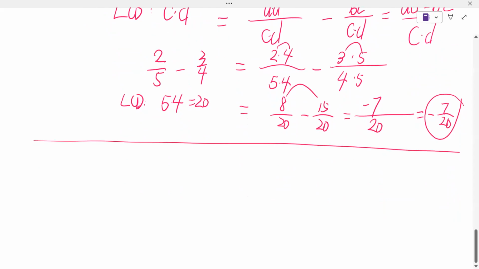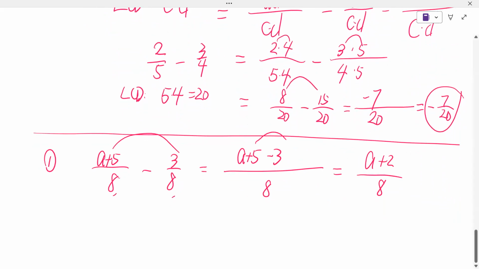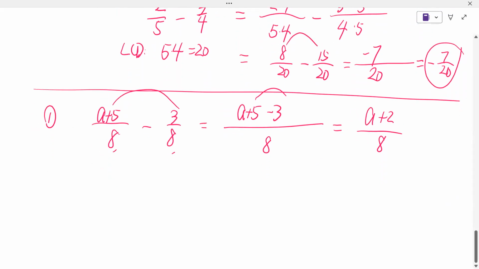variables, right? Let's say, for example, we have adding 5 over 8 minus 3 over 8. Now this is like fractions, with the same denominator. So keep the denominator and put the numerators together, right? So 8 plus 5 minus 3 together. Now we're adding, combine those two numbers. 5 minus 3 is 2. So 8 plus 2 over 8. That's how you will simplify this.